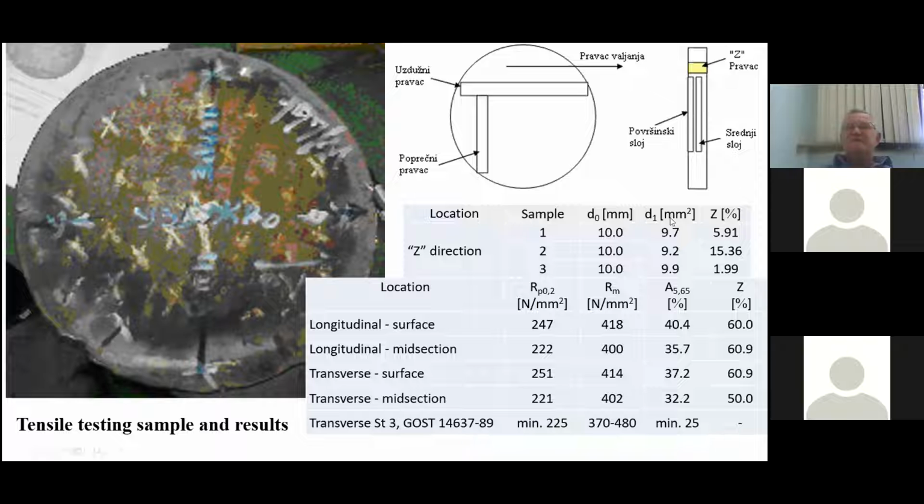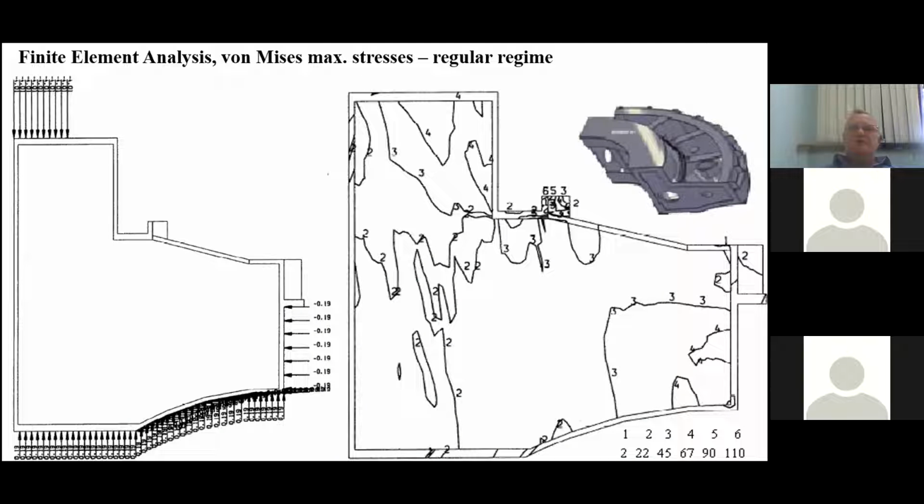At this point, you can see very low ductility, or contraction actually, in that direction. The other directions are quite okay. You can see them here: yield strength, tensile strength, elongation, contraction. But in this direction, it's obviously quite a brittle material. So it was really important to make this analysis.